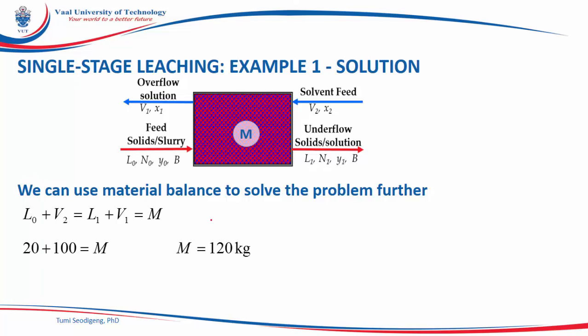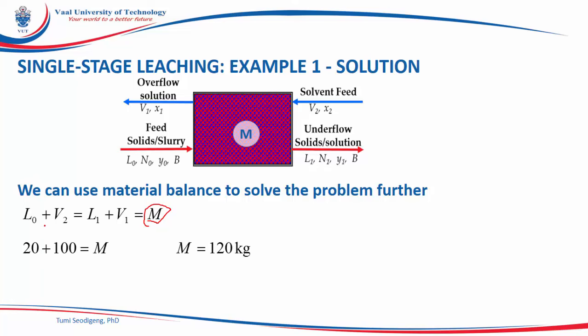We can use material balance to solve the problem further, where we now can calculate the point M, which is the mixing point, which mixes the incoming streams or splits the outgoing streams. It mixes the feed, and also is the mixture of the overflow and the underflow. As you remember, in liquid-liquid extraction, we have two streams mixing to form M, and then those streams again separating to form the extract and the raffinate. This is sort of a similar approach.